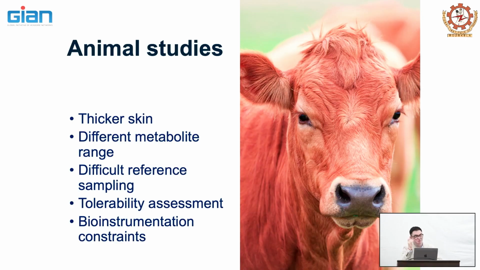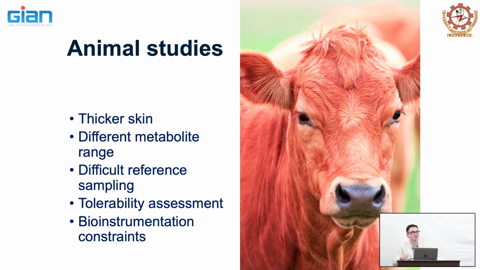Okay, so the problems we have when we look at animals: number one, they have a thicker skin, right? So it's very hard, and you need sturdier microneedle arrays. They have a different metabolite range, right? They have much lower physiological range. So if for us it's 4 to 8 millimoles, for them it's somewhere around 2 to 4 millimoles. So your sensors have to be more accurate on the lower side of the dynamic range, right? So that's the other thing. They have a different metabolite range.